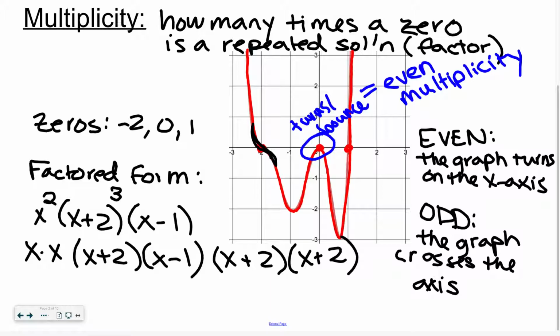So the zeros are the stuff on the outside of the equation, like that x squared on there. That would be the 0.